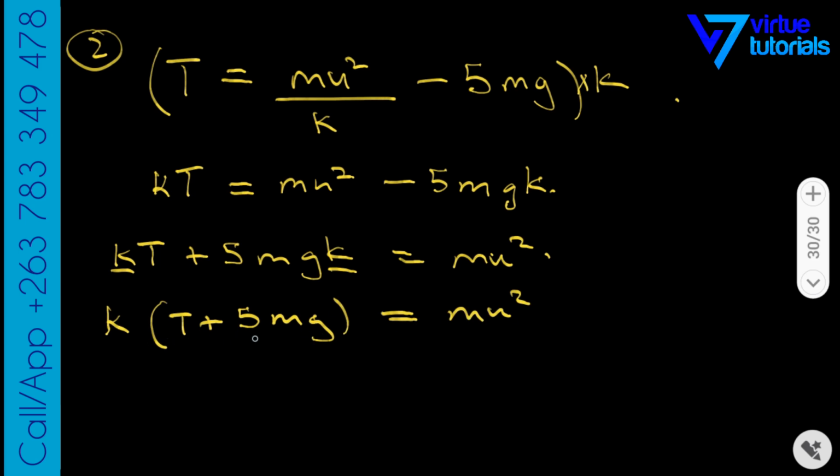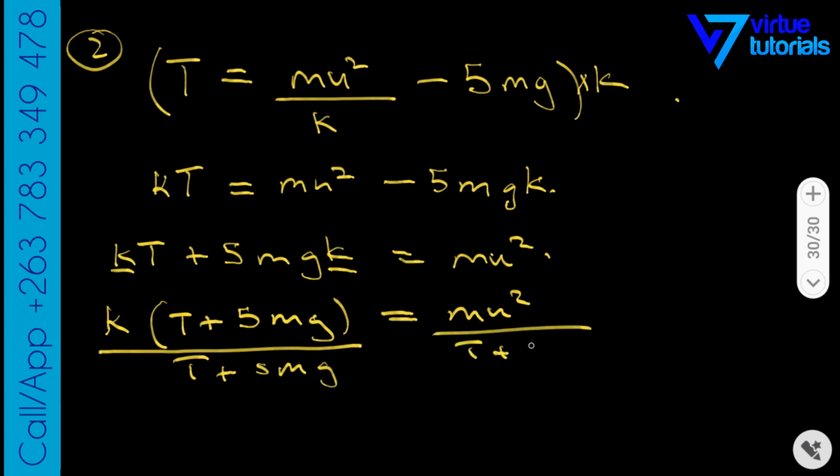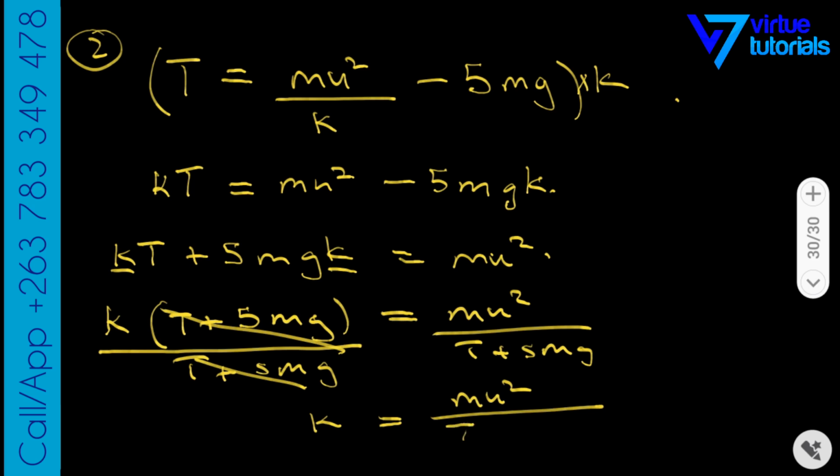To remove this t plus 5mg, which is multiplying k, I have to divide by t plus 5mg on both sides. So that means k, if this is cancelled off, is equal to mu squared over t plus 5mg. So there you have it. k has been made the subject of the formula. So you can try your own questions.